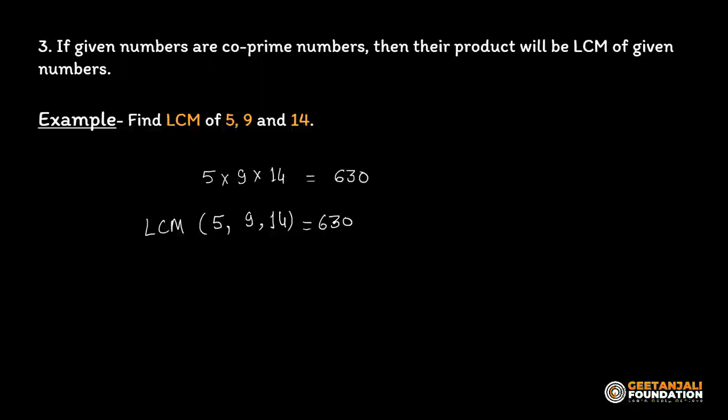So the method is, first you check whether these numbers are co-prime. If they are co-prime numbers, you don't go for a factorization method, you simply multiply those numbers and that is going to be your LCM.